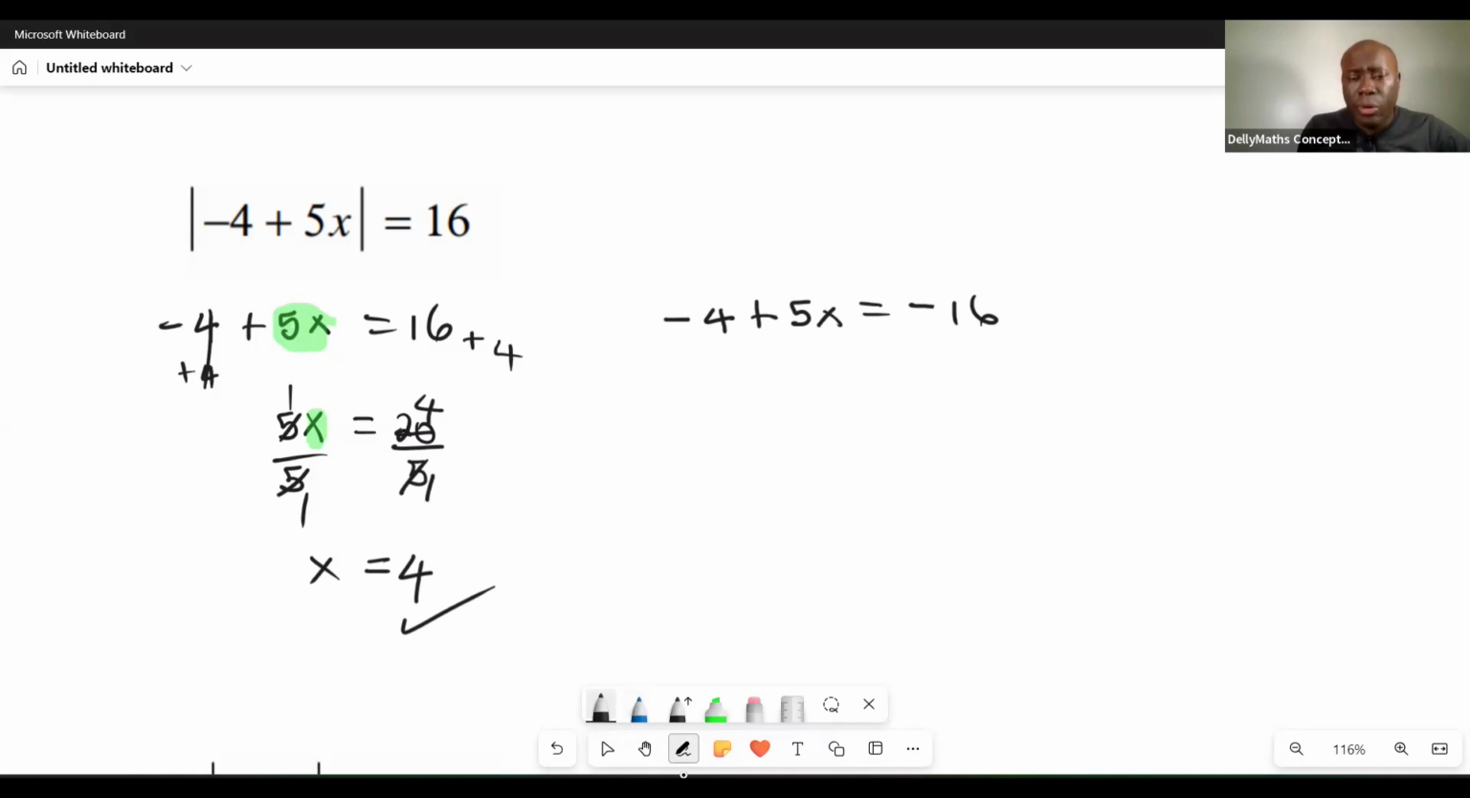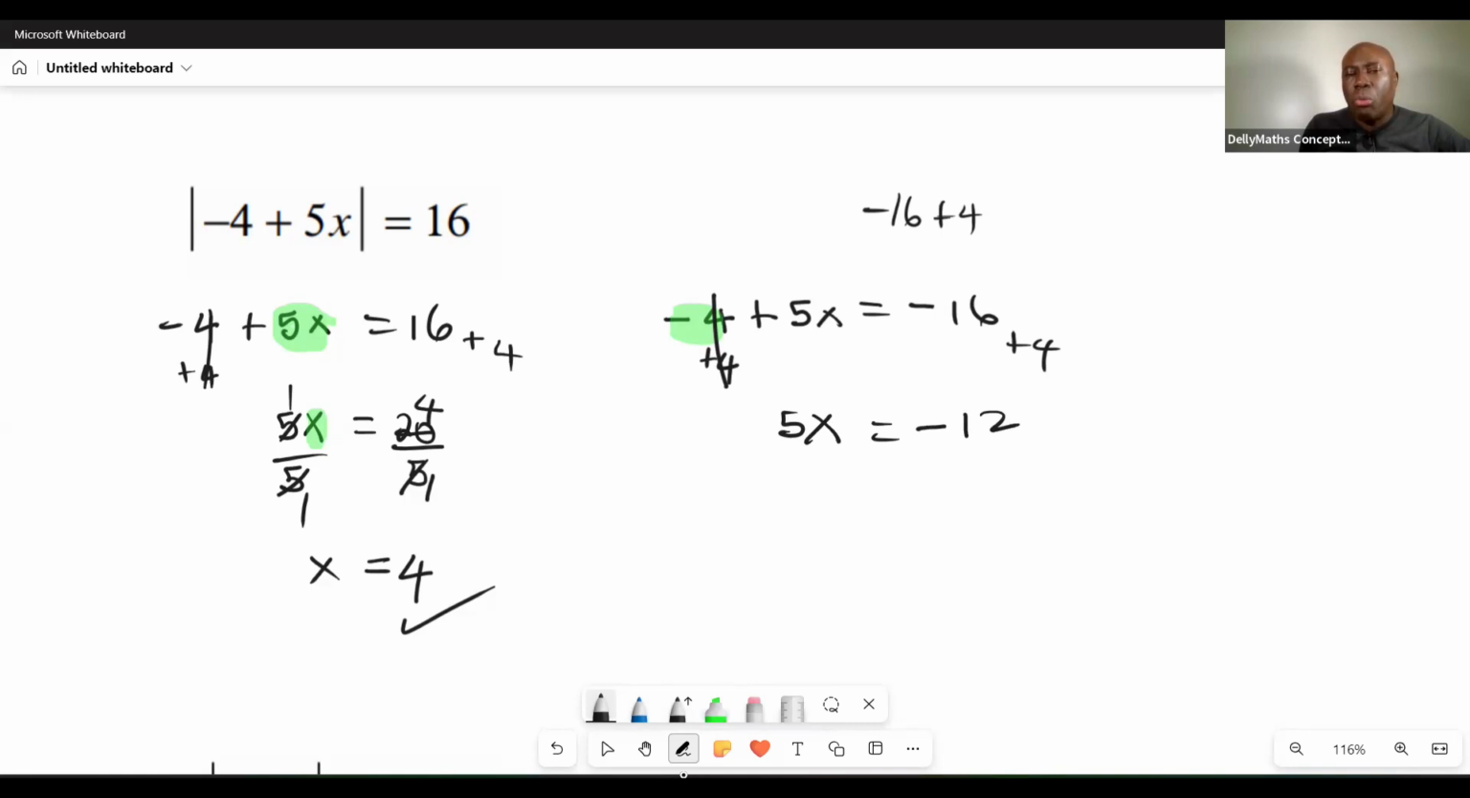So I'm going to add 4 to both sides because I need to get rid of that negative 4. When a negative 4 and a positive 4 are added, we get 0. So on my left side, I'm left with 5x, which is equal to negative 16 plus 4, right? So negative 16 plus 4 is negative 12.